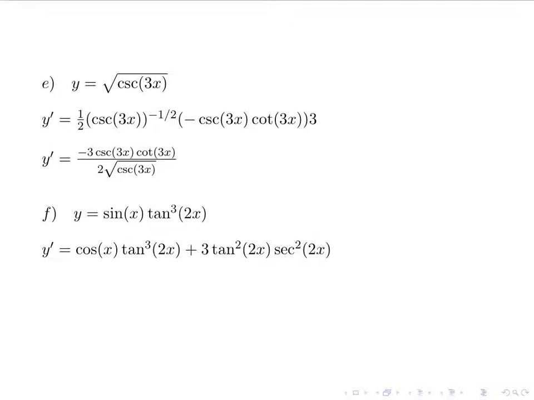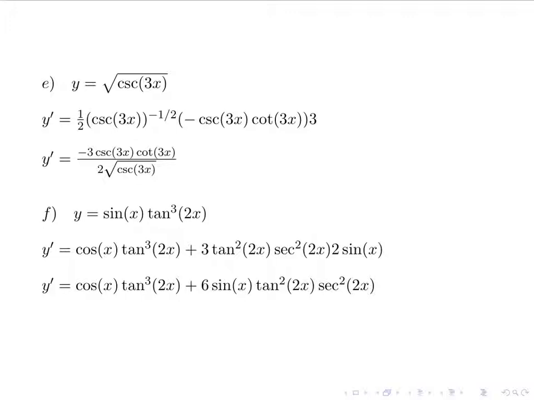Then I multiply by the derivative of that function, which is tangent. And the derivative of tangent is, again, secant squared. And then I got to keep going, and I multiply by the derivative of the most inner function, the 2x, which is 2. That whole thing is v prime. Then I'm going to multiply it by u, which was sine of x. And then again, to end it, I'm just going to clean it up. So I get cosine x times tangent cubed of 2x plus 6 sine x tangent squared of 2x secant squared of 2x.